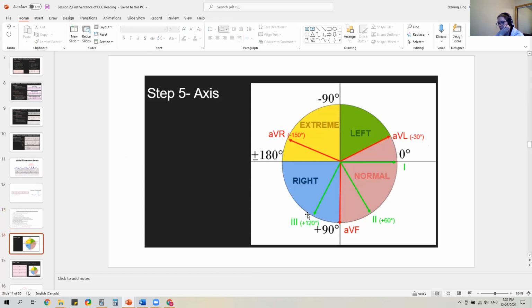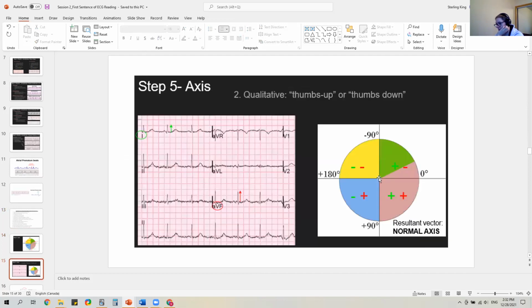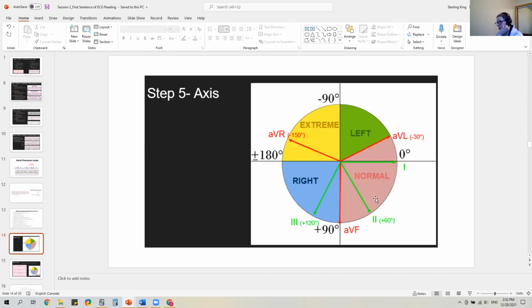So talking about axis now. Rhythm was the big one, axis is a lot more simple. The options that we have for axis include normal axis, so it's between AVL and AVF, so 30 to 90. Left axis, so it's more up here on the left side, so up to -90. We have right axis over here, so that's the blue square, so 80 to 90.